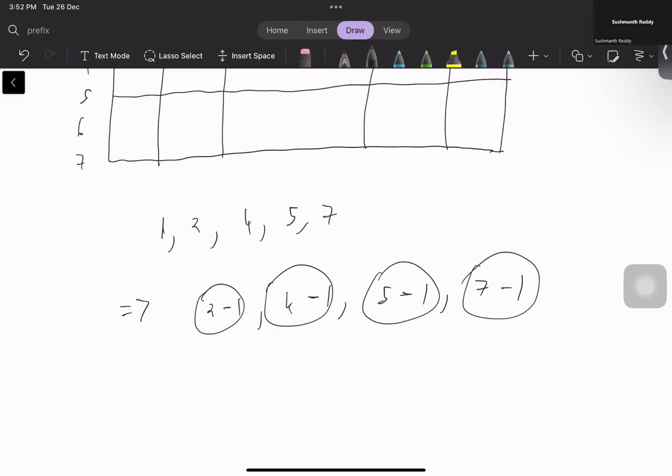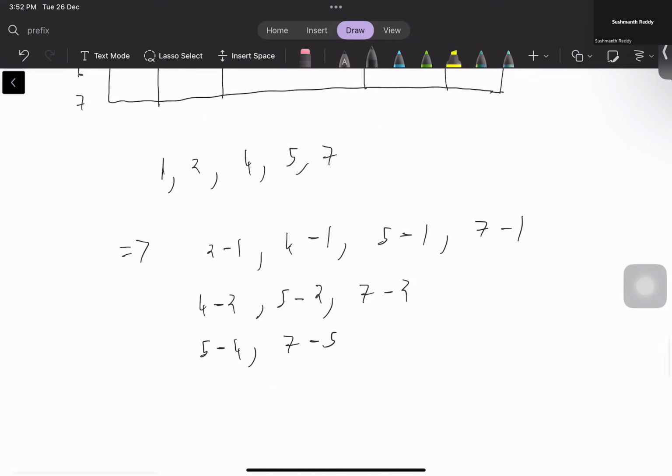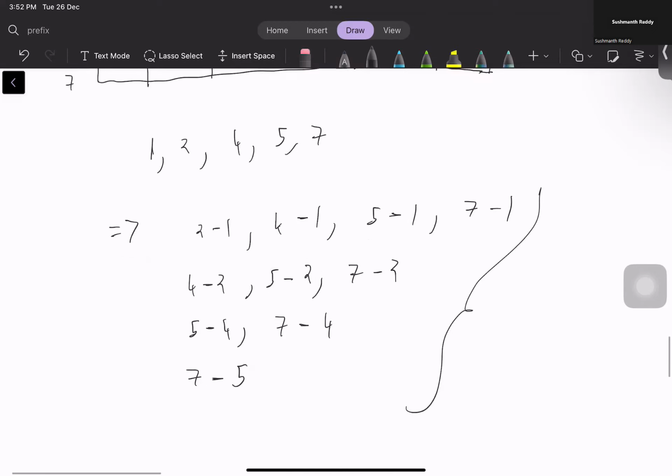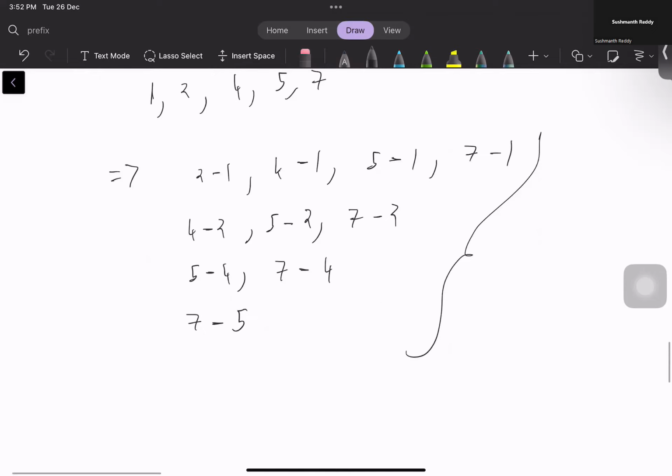Similarly, we can even make 4 minus 2, 5 minus 2, 7 minus 2, 5 minus 4 can be made, 7 minus 5 can be made, 7 minus 4 can be made, and 7 minus 5 can be made. So all these set of distances that we can make, that is, we can just fix two points and then calculate the distance or difference. That will be the distance vertically that we can make.